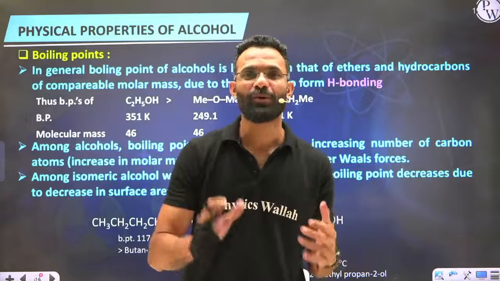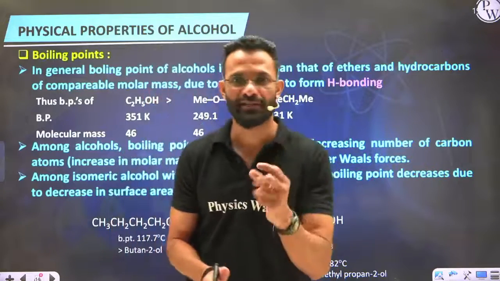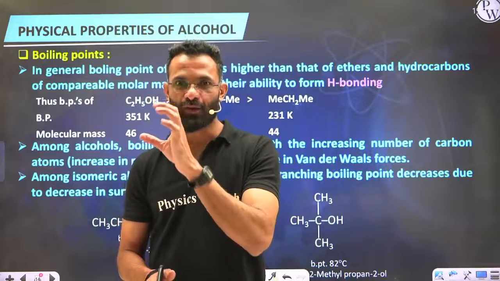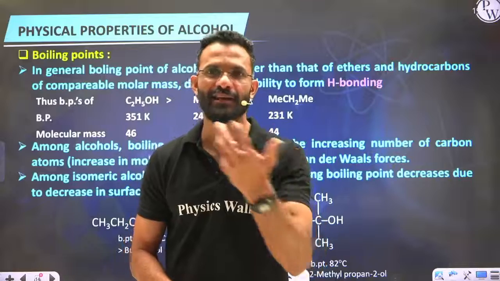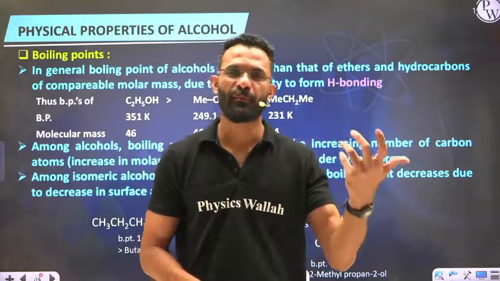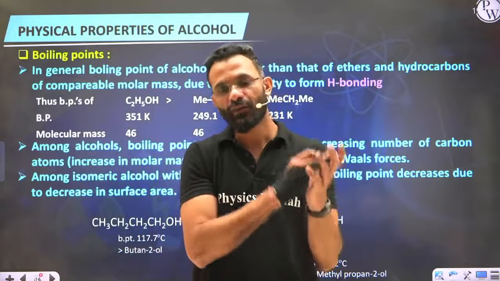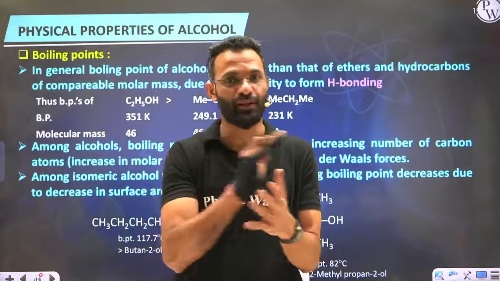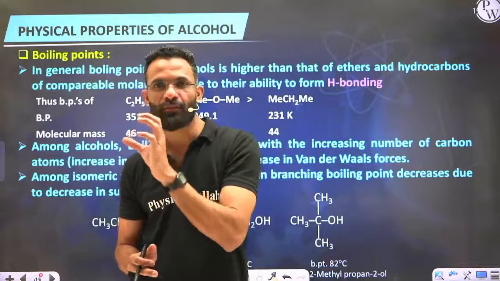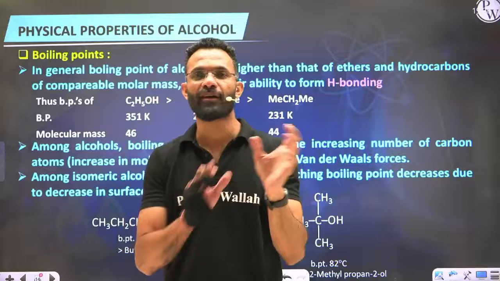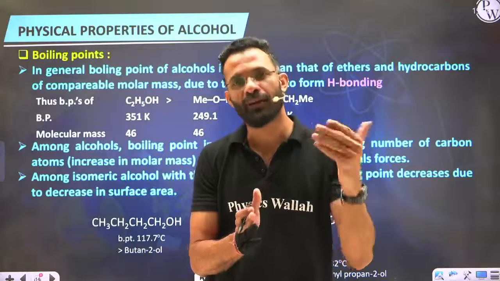When you talk about boiling point of alcohols, we study that with respect to three points. Number one, if you compare alcohol with other functional groups, such as, let's say, ether, because ethers are isomeric with alcohol, or if you compare that with, let's say, an alkane of comparable molar mass, how is the trend of boiling point of these three compounds going to be? So first point, you are comparing boiling point of alcohol with other functional group containing compounds of comparable molar mass.